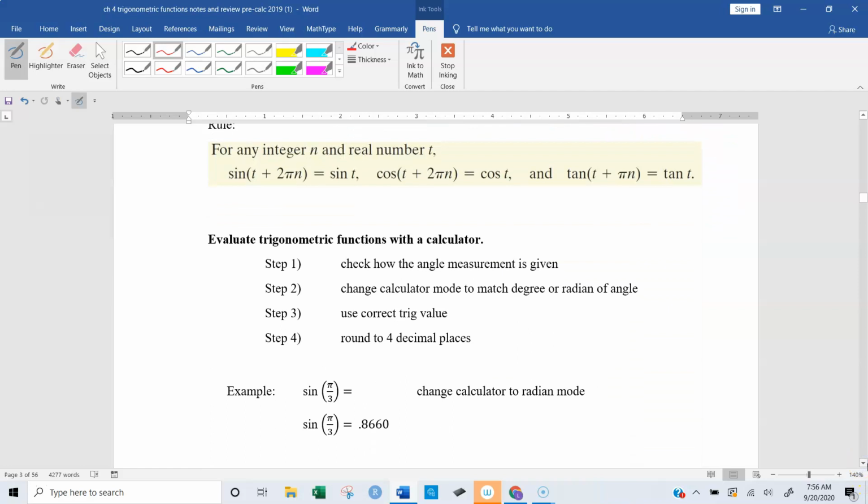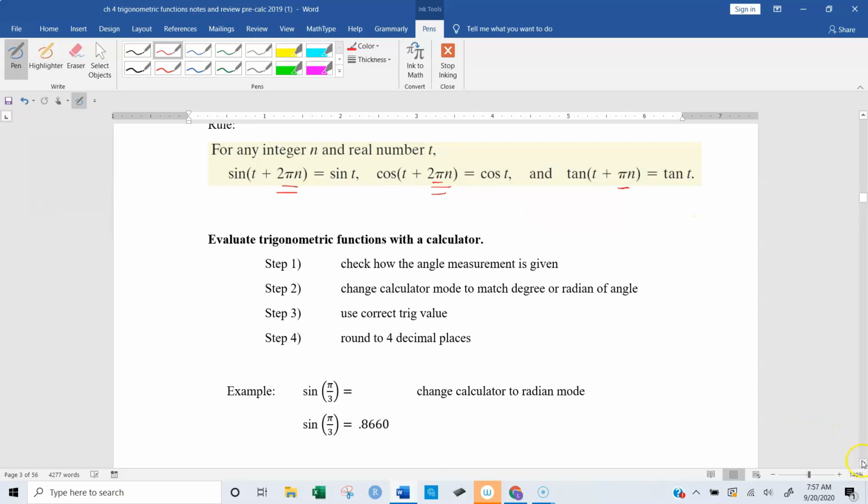All right, this is just saying what we just said. You can add as many circles as you want to sine and end up in the same spot. The same with cosine. This is adding circles. 2 pi is a circle. And with tan, you only add 180 or half a circle because that's when it repeats. That's where its period is. So sine is 2 pi, cosine is 2 pi, tan is pi. And the same with cosecant, secant, and cotangent.